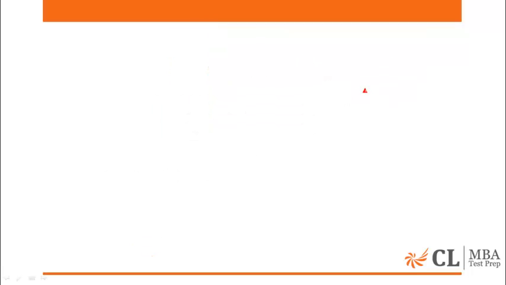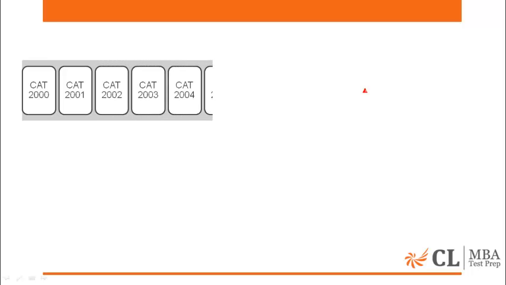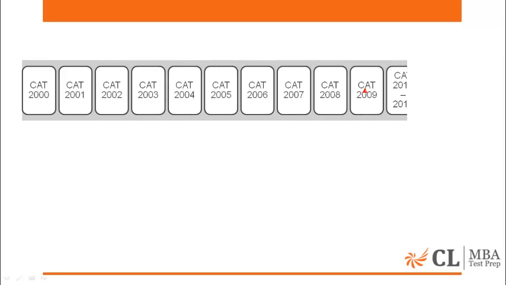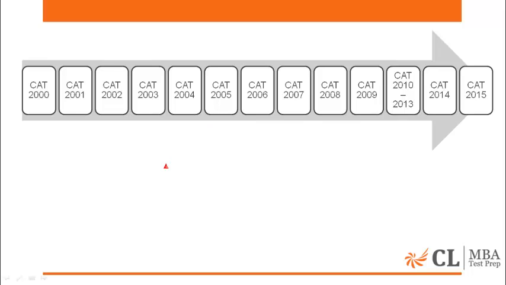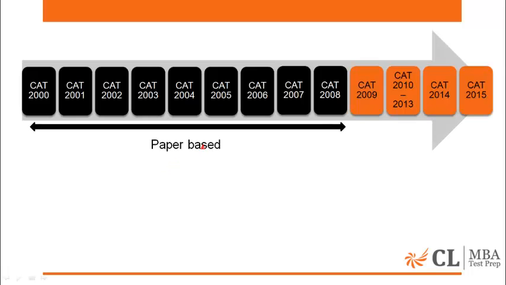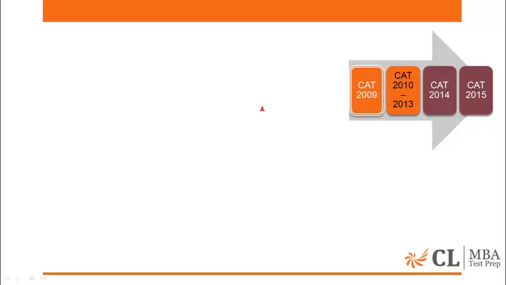Let's go to the past. Let's start looking at CAT 2000 till 2015. There are some things that we know. One is that till 2008 it was a paper-based test. From 2009 onwards, it became a computer-based test. And now CAT 2015, the test that you're taking, will be a computer-based test. So let's look at this computer-based test and dig a little deeper.